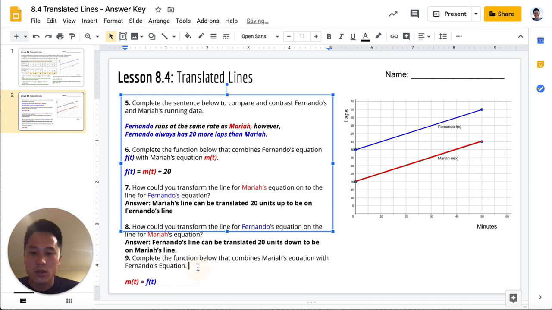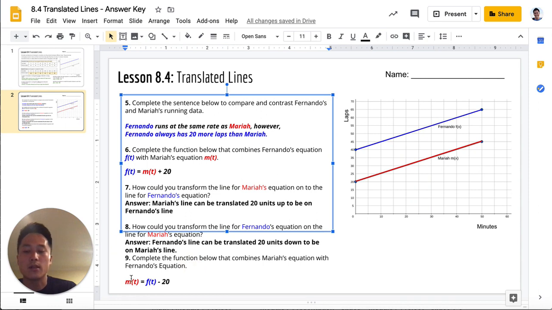And then the last question, how can we combine Mariah's equation with Fernando's equation, except this time with Mariah being the first one? So you can read this as Mariah's equation is the same as Fernando's equation with what modification? Well, if we know that Fernando's line has to be translated 20 units down in order to be on Mariah's line, that means we would have to subtract 20 from Fernando's equation in order for his to be equal to Mariah's.